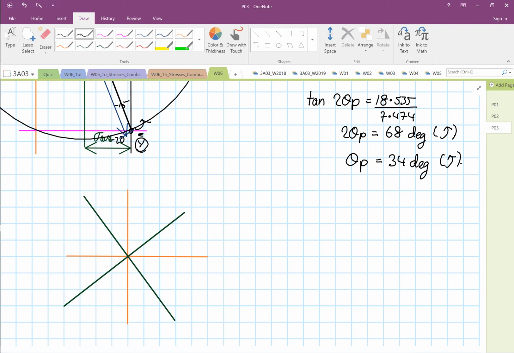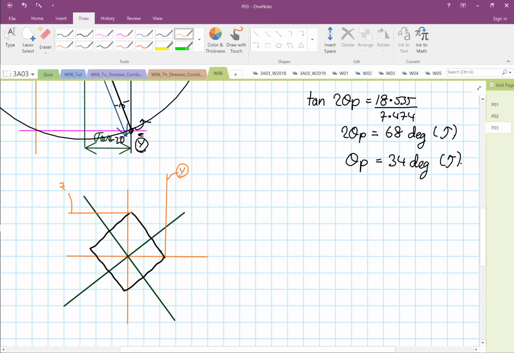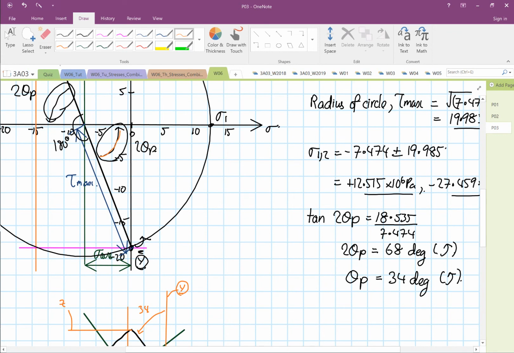So we're going to draw our element oriented based on the principal plane. Okay, so this is right. Then you will label this line over here, and you label this line over here. So these two lines that I've just drawn, this is your line representing point Y, and this is your line representing point Z. So Y rotated anti-clockwise in this way by 34 degrees. On the Mohr circle, Y represents rotating by 68 degrees.